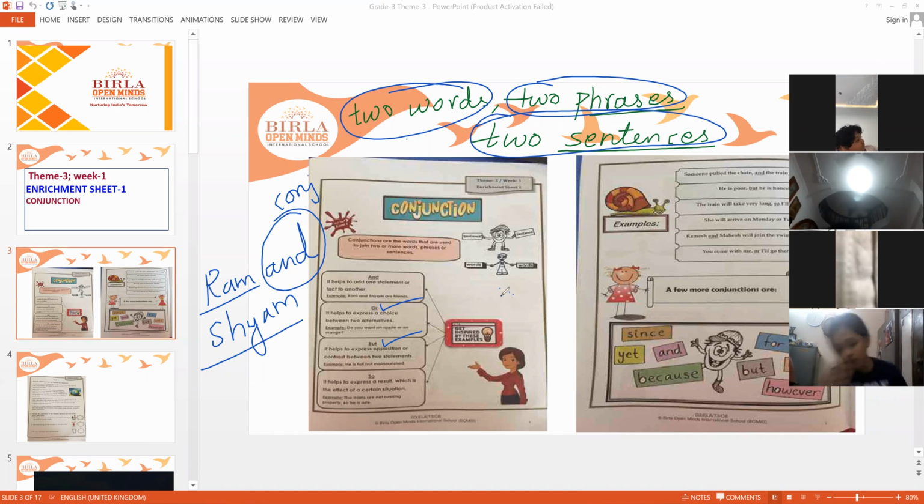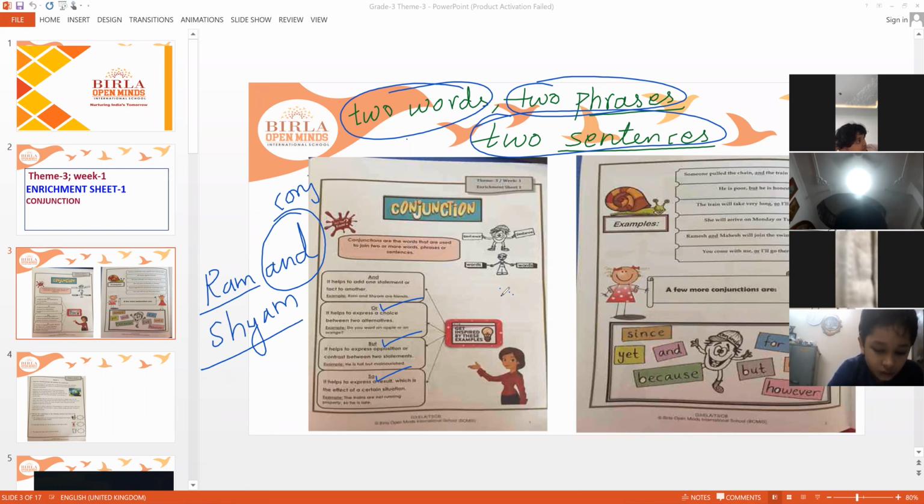Okay, now let us see "so". Why we have to use this "so" and when we have to use this "so". It helps to express a result, which is the effect of a certain situation. It helps us to say a result. Look at the example. The trains are not running properly, so he is late.